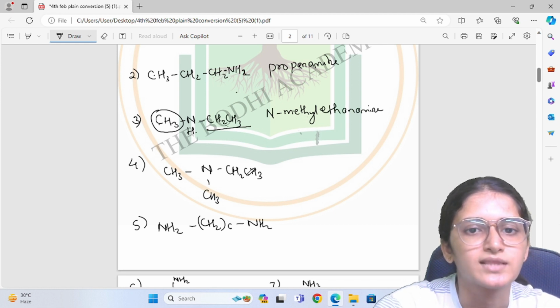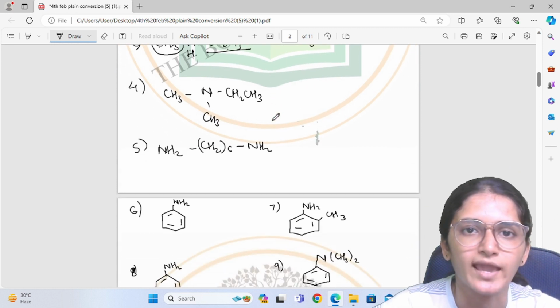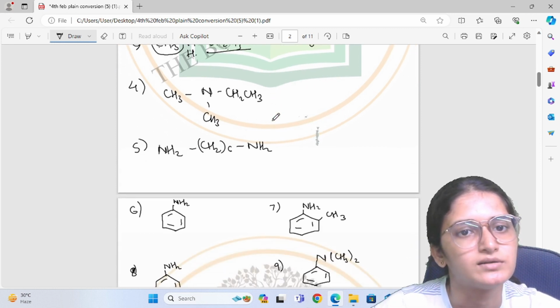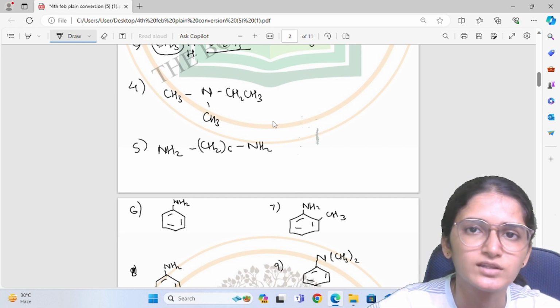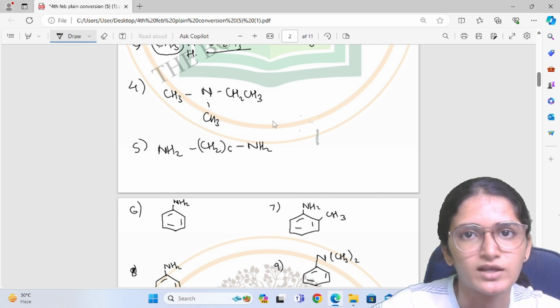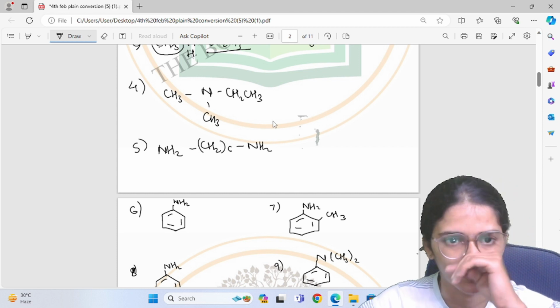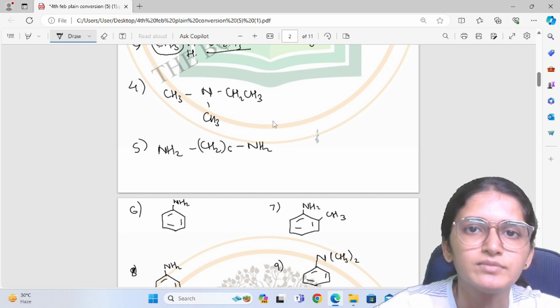Okay, so N-methyl ethanamine. Now when you have one N, it will be a secondary amine. Now here this is tertiary, so we have 3 different R groups. You can have 3 different R groups, 3 same R groups, 2 same and 1 different, or 1 same and 2 different. Doesn't matter. Same thing we have to follow here.